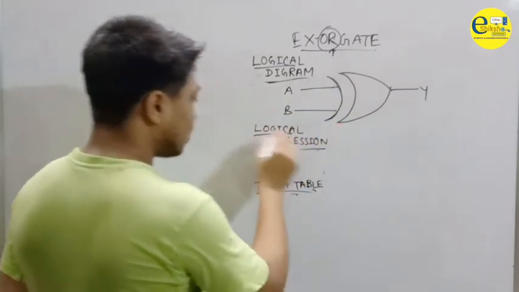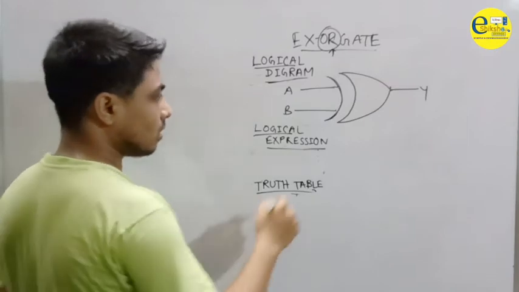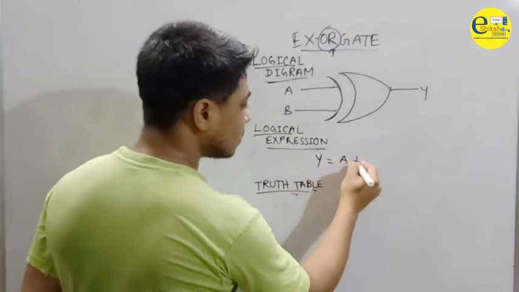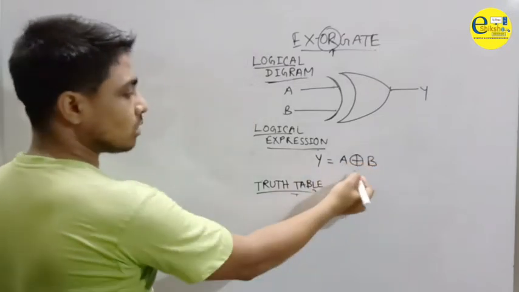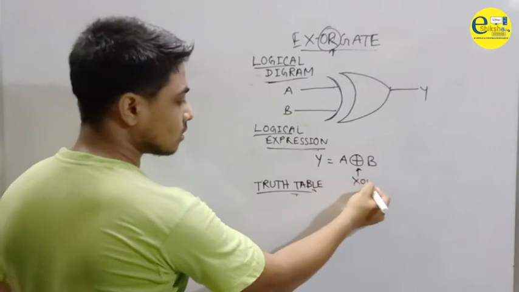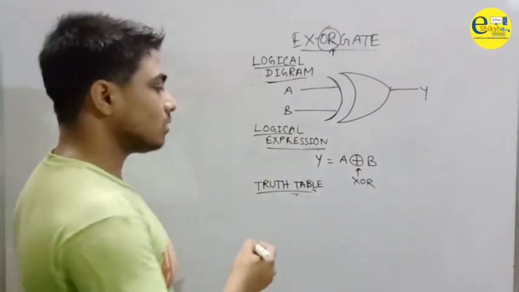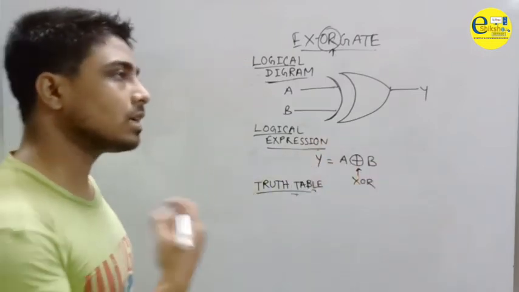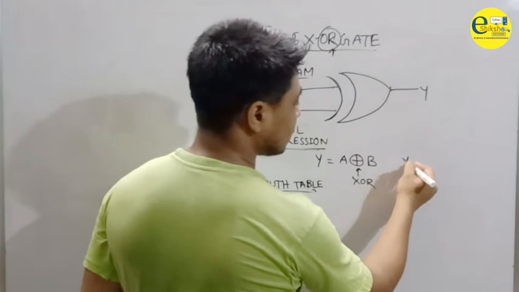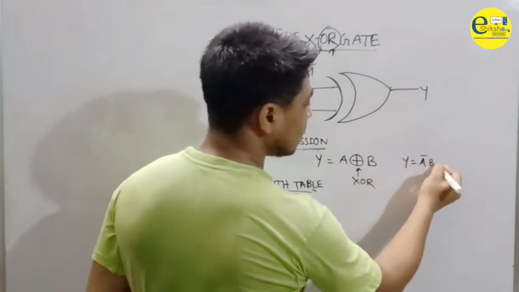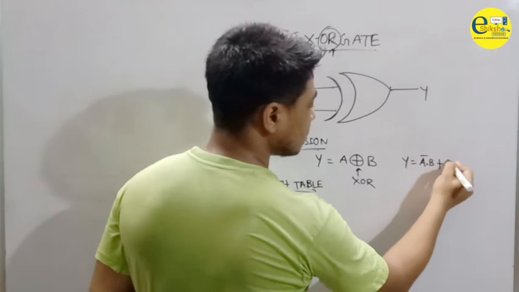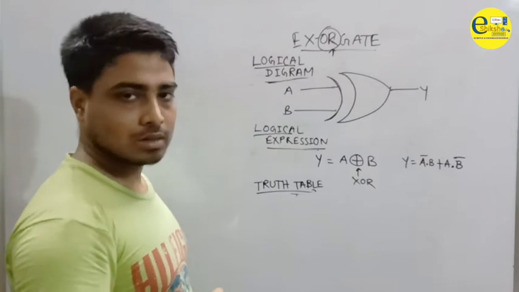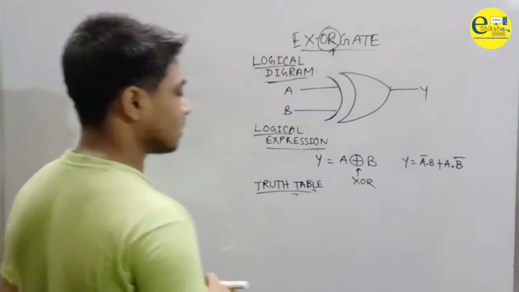Now the logical expression. What is the logical expression of the XOR gate? It is represented as Y = A ⊕ B. It is the XOR sign, or exclusive OR sign. If I write the basic gate expression of this XOR gate, it can be written as Y = A' · B + A · B'. It can also be written like this.